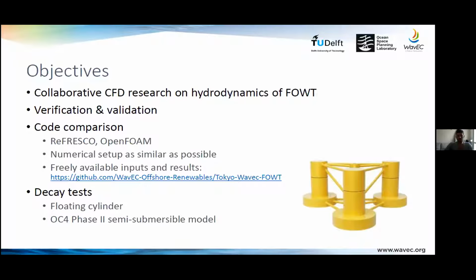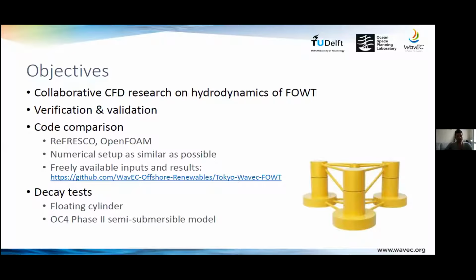to guarantee a good comparison. And in the end, we would like to open the code comparison for everyone and for other codes by making available all our input data and the computational meshes that we were using, and sharing them on the GitHub link that you will see here below, so that you can actually help us get better.